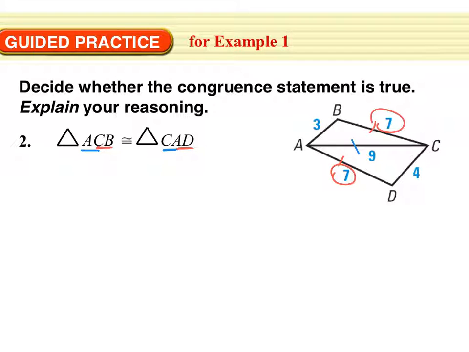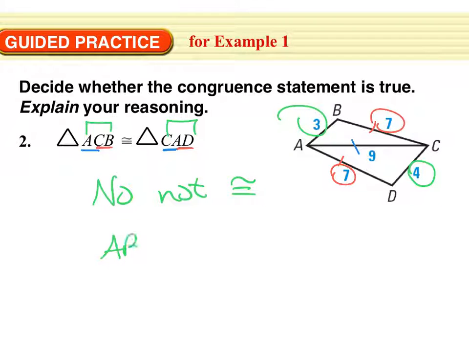But then if I match side AB, it's got 3, with side CD, it's 4. These are not congruent because 4 does not equal 3. So I can say that no, they're not congruent. And the reason is AB is not congruent to CD, and you can say 3 does not equal 4. So when the sides do not have the same length, then they're not congruent. So as soon as you find one side that fails, the triangles are not congruent.